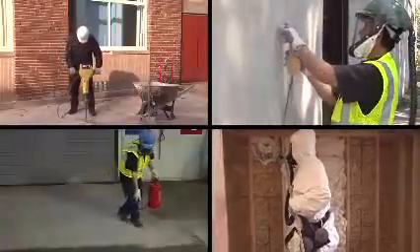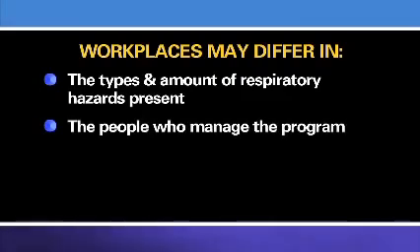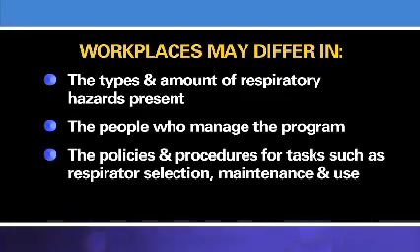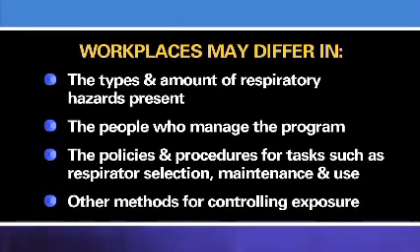in your specific workplace. For example, workplaces may differ in the following ways: the types and amount of respiratory hazards present, the people who manage the program, the policies and procedures for tasks such as respirator selection, maintenance, and use, and other methods for controlling exposure, such as using wet cutting techniques to reduce airborne dusts. Since construction work settings change over time, the written program must be updated as necessary to account for those changes in workplace conditions that affect respirator use.